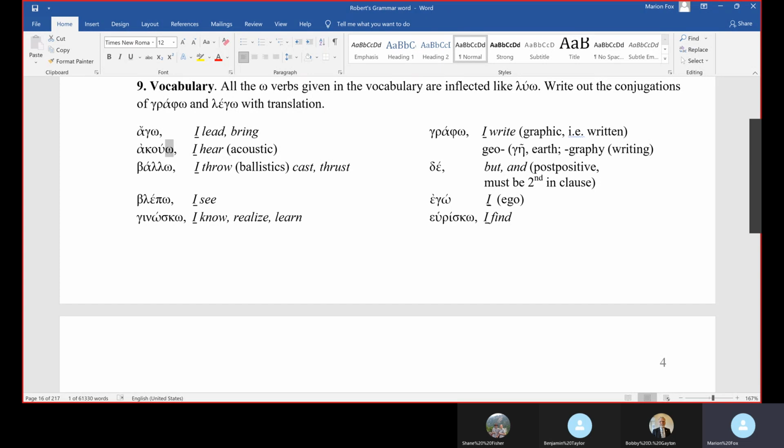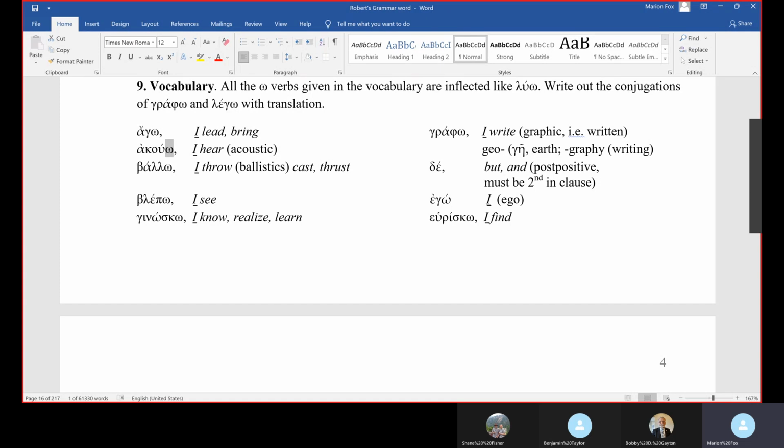So we're going to take the omega off to make it second person singular. We would make it ace. We'd make it third person singular, a. That's he, she, or it hears. Okay? Now we can make it first person plural, acuomen. Then we just change the omega into ete, epsilon, tau, epsilon, acuete. Acuusi will make it third person plural. Everyone seeing how the pattern works?